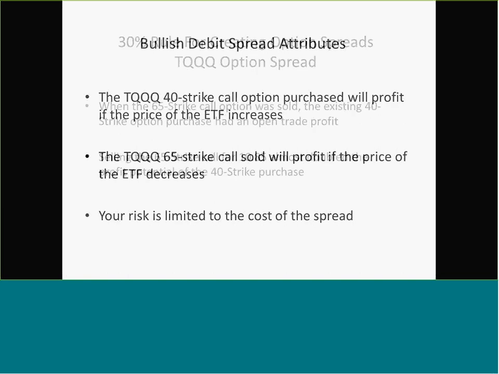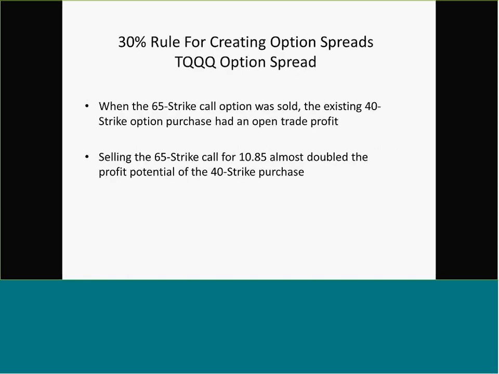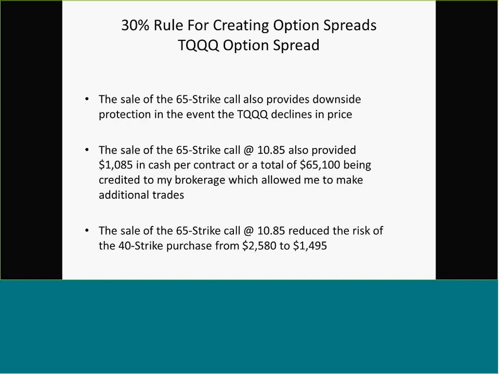And when I sold that 65 strike call for $10.85, that almost doubled the existing profit potential of the 40 strike purchase. So when I sold that 65 strike call at $10.85, cash went into my brokerage account. So I sold the 65 strike call at $10.85, so I received $1,085 in cash per contract for a total of $65,000 in cash that was credited to my brokerage account as soon as I sold that 65 strike call.